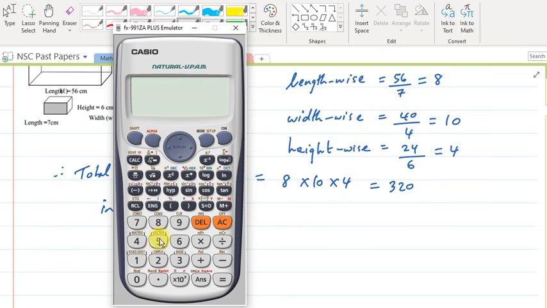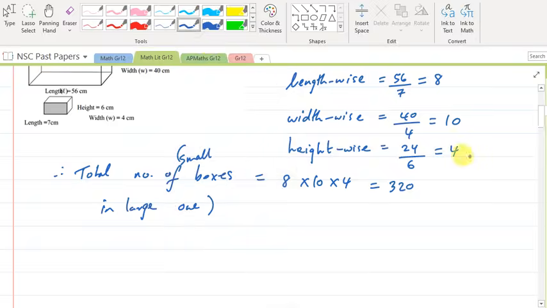Let's double check all these calculations as well. 56 divided by 7 is 8. You know 40 divided by 4 already, that is simple, and then 24 divided by 6, you should know that, that's 4, right?